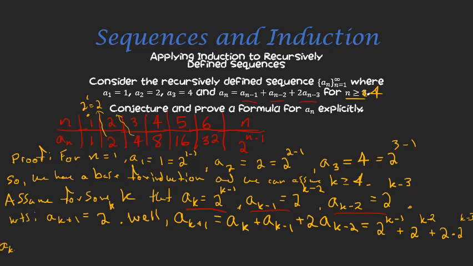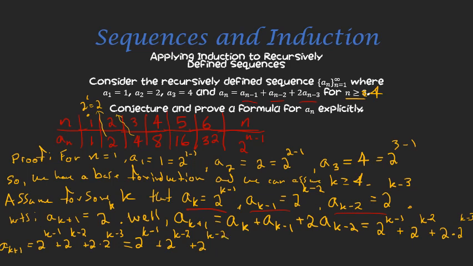So a sub k plus 1 is equal to 2 to the k minus 1 plus 2 to the k minus 2 plus 2 times 2 to the k minus 3. Well, let's just try simplifying that. 2 times 2 to the k minus 3, that's the same as 2 to the k minus 2, right? Add 1 to the power. 2 to the k minus 1 plus 2 to the k minus 2 plus 2 to the k minus 2. Making a lot of errors here.